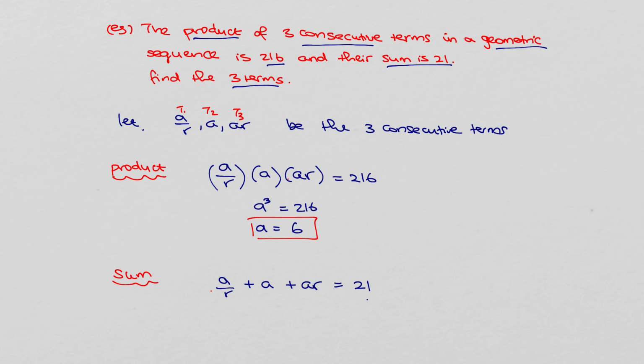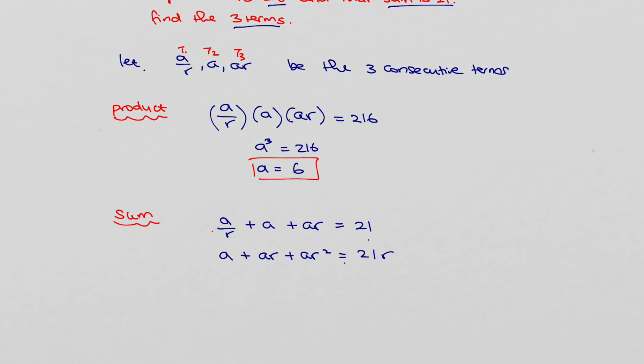And of course we can multiply across by r, which would be a plus ar plus ar squared is equal to 21r. And now I can put in 6 for a. So we have 6 plus 6r plus 6r squared is equal to 21r. And therefore, if I bring everything to one side, we end up with a quadratic equation.